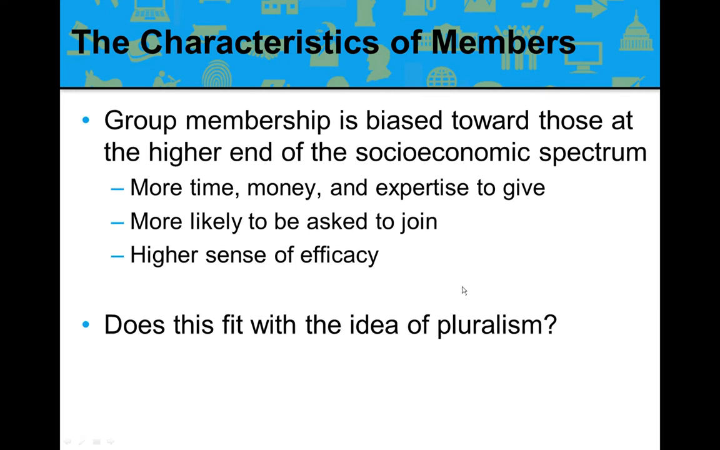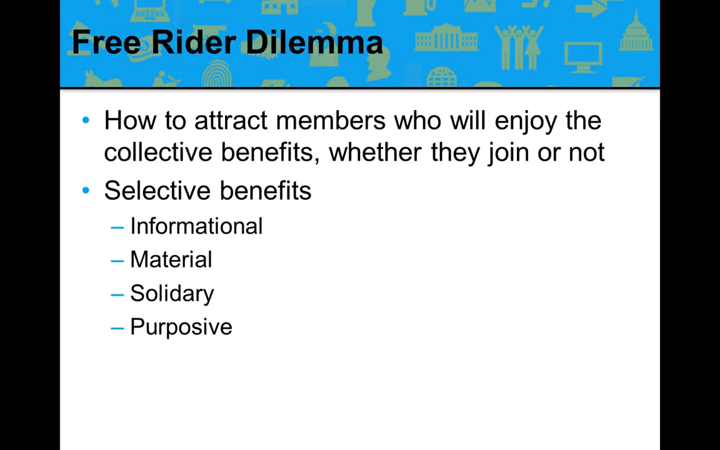How do you get the average person to join the NRA? How do you get the average person to join the Sierra Club? How do you get the average person to join Greenpeace? So you have to overcome what is called the free rider problem or the free rider dilemma. How do you attract members who will enjoy the collective benefits of clean air? How do you attract members who will join the collective benefits of more rights for the elderly, whether they join or not? I don't have to join an environmental interest group to benefit from the work that that interest group does. That's what a collective good is.